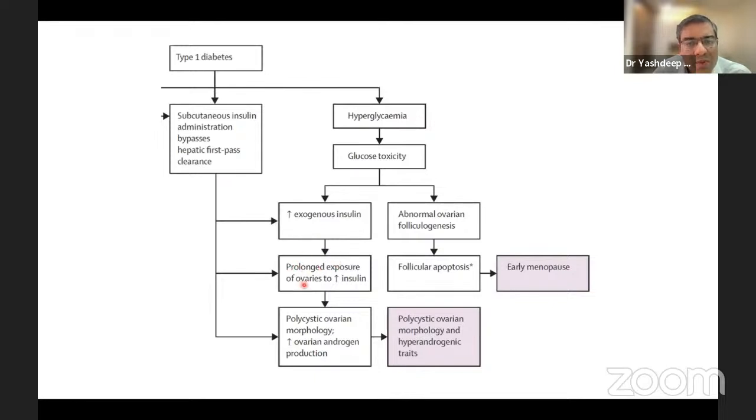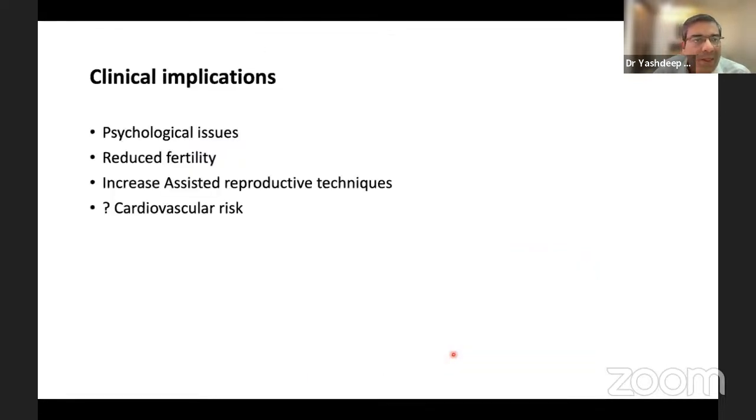So prolonged exposure of ovaries to increased insulin again results, through similar mechanisms, in polycystic ovary morphology and increased ovarian androgen production. Though the androgen production may not be as severe as in the type 2 diabetes phenotype, the patient can still manifest polycystic ovary morphology and hyperandrogenic traits due to the high insulin exposure required for the management of hyperglycemia. So what are the clinical implications?